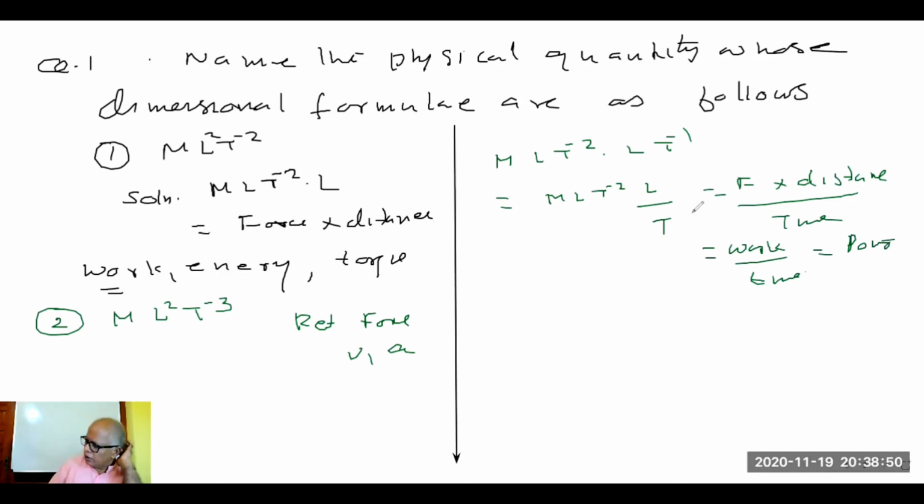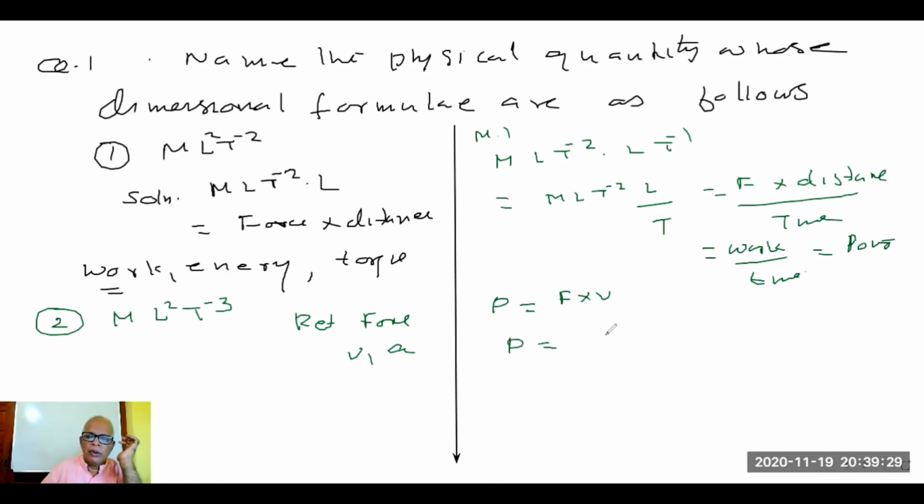Another one: work done has another formula. Power is also equal to F into V. Those who know can do it this way. Method 1 is this. Method 2: power is equal to force into velocity. So what is power here?